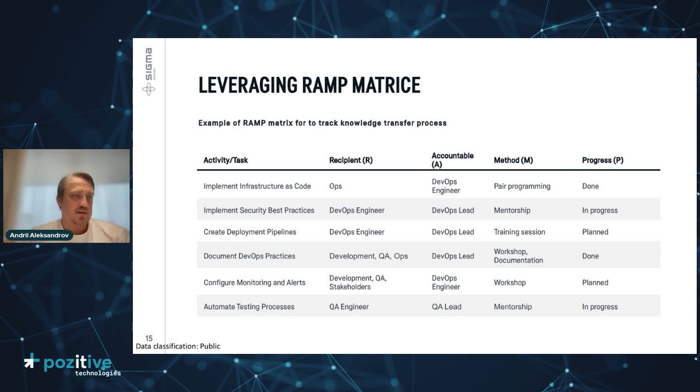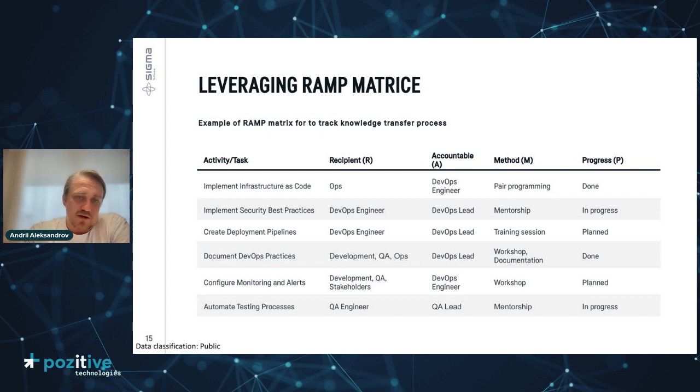So let's go here and understand that we scheduled our activities. Now we should somehow track all this stuff. That's the point where the RACI matrix can help us.